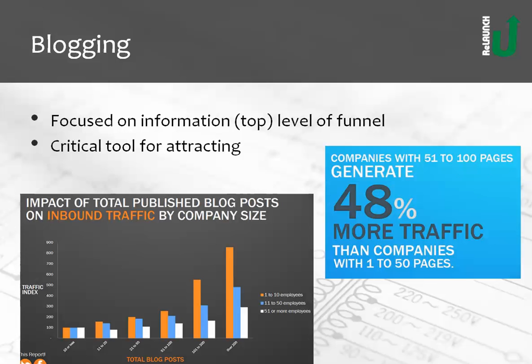If you look here, you can see it's broken down by company size. The orange, which is only 1 to 10 employees, so a relatively small company, seems to benefit the most. And where you get the most results is having over 200 blog posts actively working for that company with keywords and using social media to share. And even 100 to 200, you still get a very good traffic index.